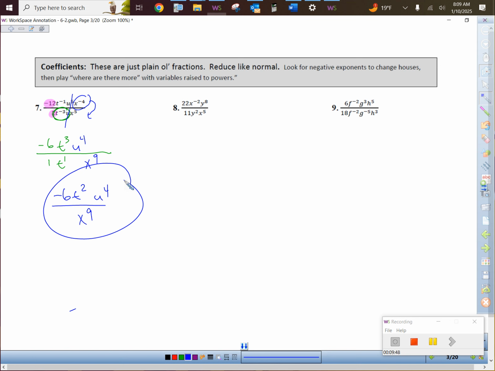Groovy? All right, let's try another one. Coefficients. Can they reduce?